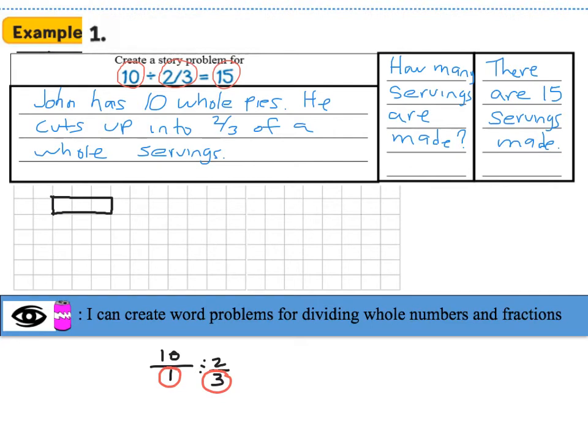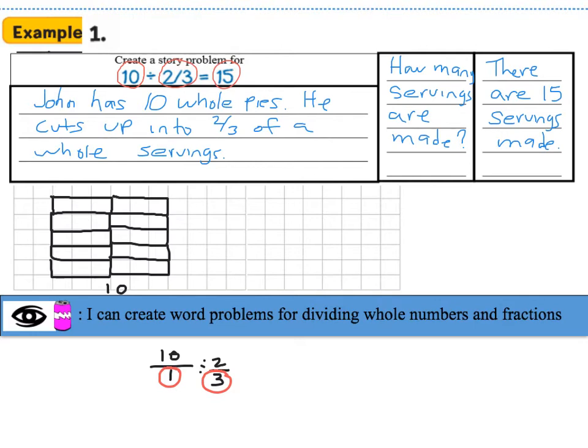Alright, so that's just 1 pi right there. The problem says I need a total of 10, so here's our second pi, our third pi, fourth pi, fifth pi, sixth pi, our seventh pi, our eighth pi, 9 pi's, 10 pi's. I'm going to label that 10. That is our total amount.